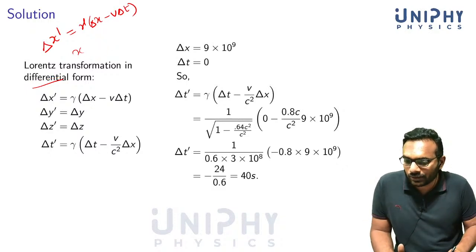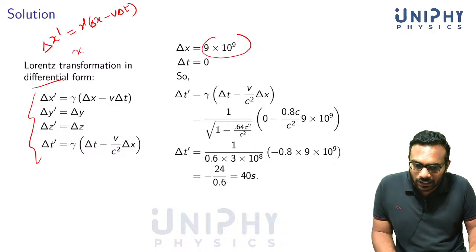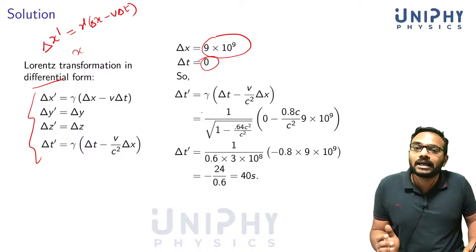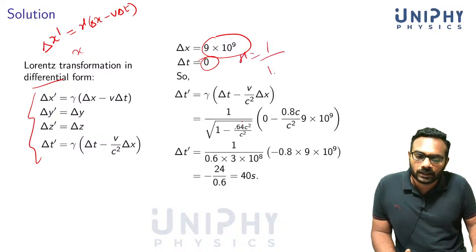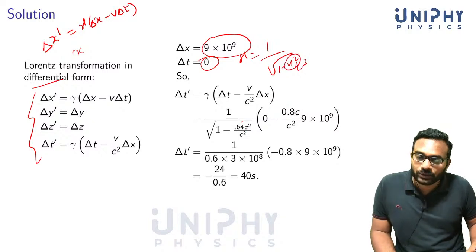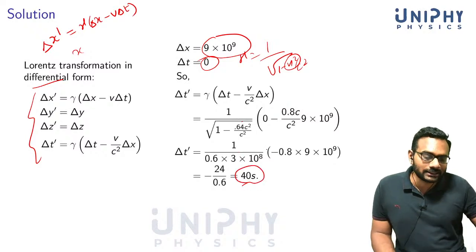Now this is easy. You write the Lorentz transformation in the differential form, and you have got delta x equal to 9 into 10 raised to 9, delta t is equal to 0. You just substitute. It's just blind substitution. And the velocity is also given, where gamma is equal to 1 by square root of 1 minus u square by c square. The velocity is also given as 0.8 c. So you just substitute, do the calculation, and you will get the answer as 40 seconds. That's the correct answer. Right?